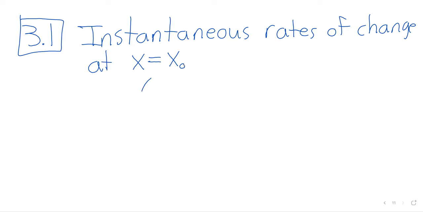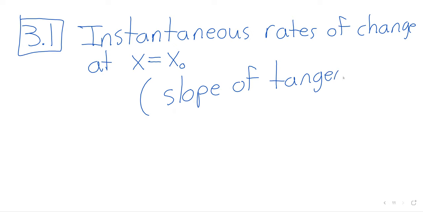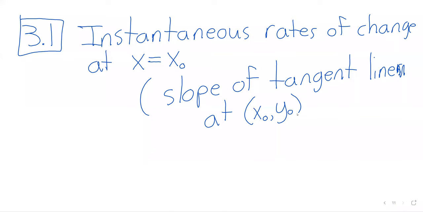It's been a while since we saw instantaneous rates of change. Let me remind you that there's another way to think of these objects. Instantaneous rates of change can also be thought of as the slopes of tangent lines. And we're in this case specifically interested in some fixed value, x0, y0. And the tangent line is the line that just brushes the curve at a point.